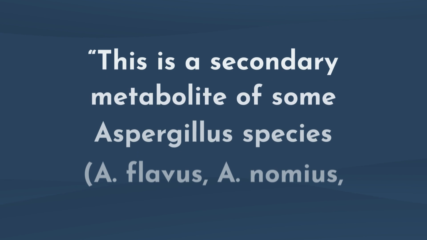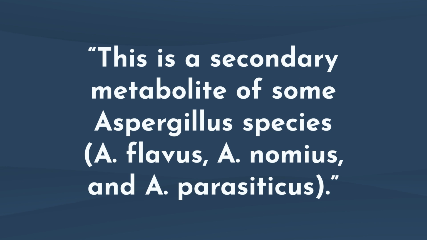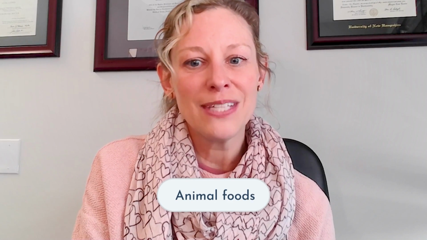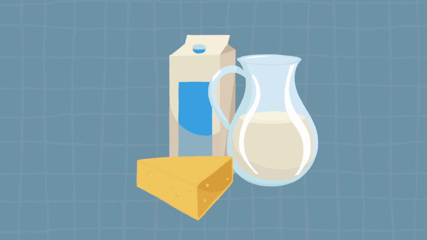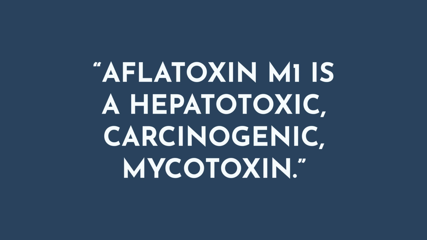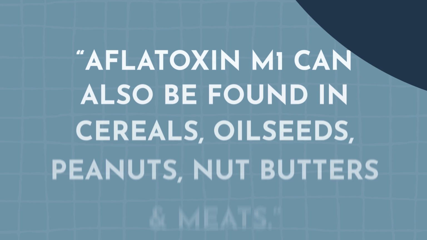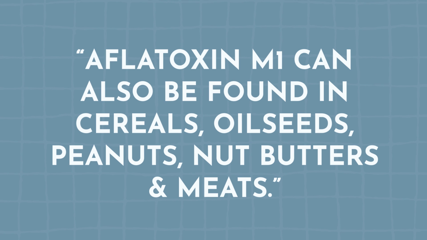This is a secondary metabolite of some Aspergillus species. It's found in various foods, especially in animal foods from animals that have consumed contaminated feed. So in particular, milk and dairy products. Other sources can be water-damaged buildings. Aflatoxin M1 is a hepatotoxic carcinogenic mycotoxin. So the World Health Organization has called it a class 1 carcinogen. It's also found in cereals, in oil seeds, in peanuts, nut butters, and meats.